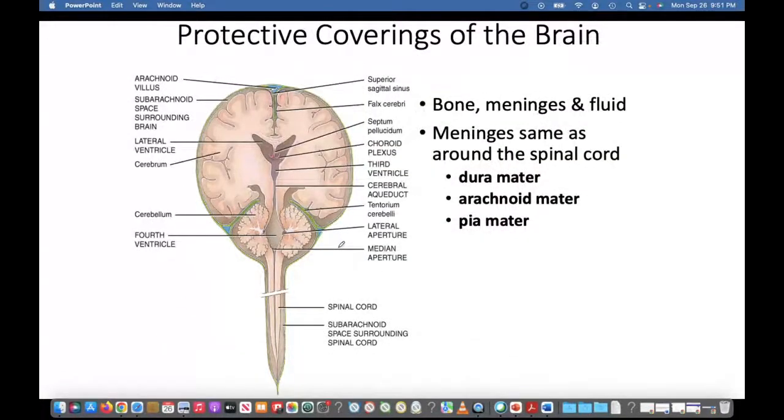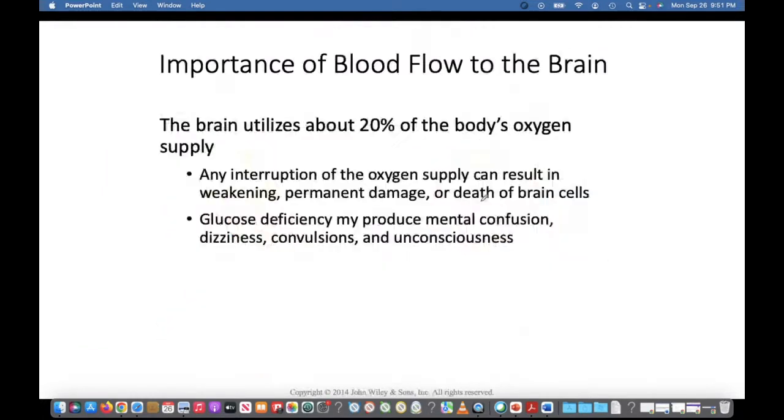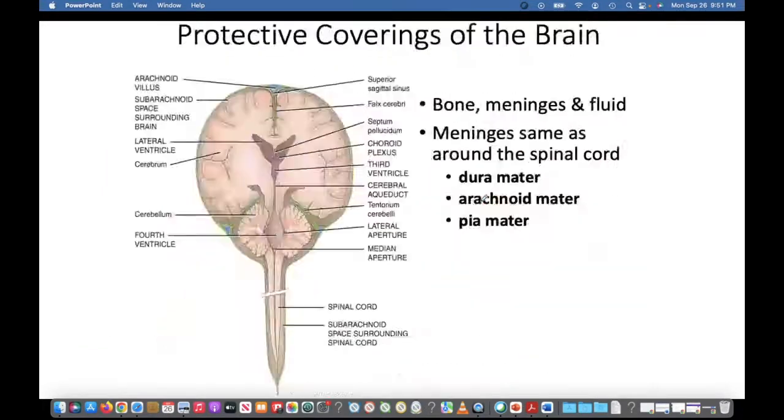Okay, I'm going to take a little break here, and then I'll come back and just talk about some of the coverings of the brain and a little bit of the blood supply there. Let me take a break here.